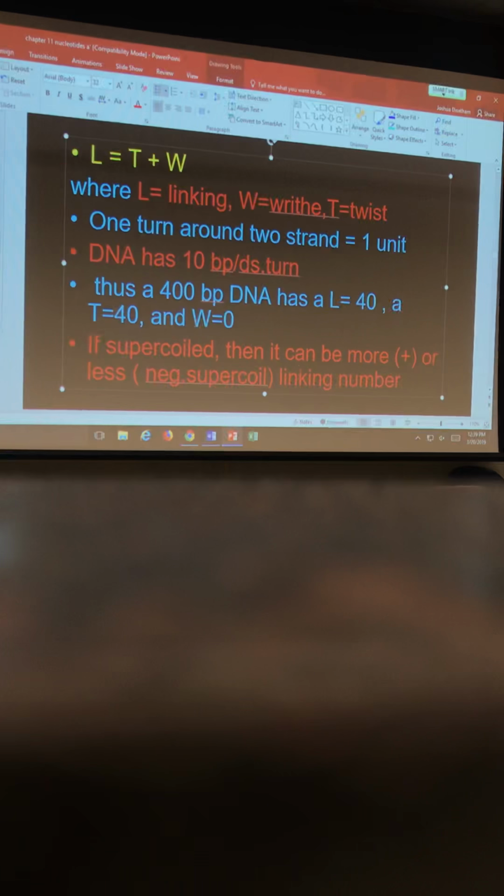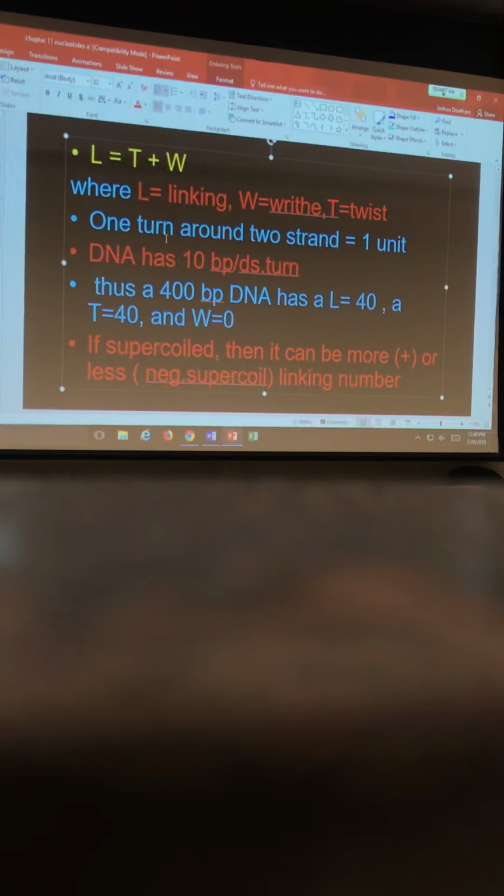We are told that W equals 0, which means it's relaxed, so we can plug these two numbers in here and calculate the linking number. Meaning for this particular question, when the linking number equals 40, it is relaxed. If you are given a second piece of information saying, okay, now that you've finished calculating what the linking number is supposed to be, you find out when you actually measure it that the linking number is 36. What type of supercoiling is this DNA sample in?